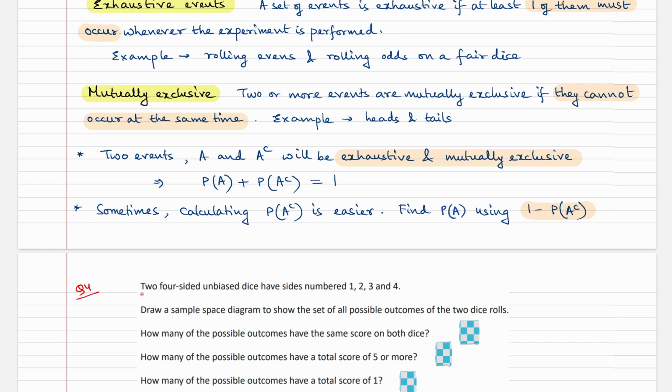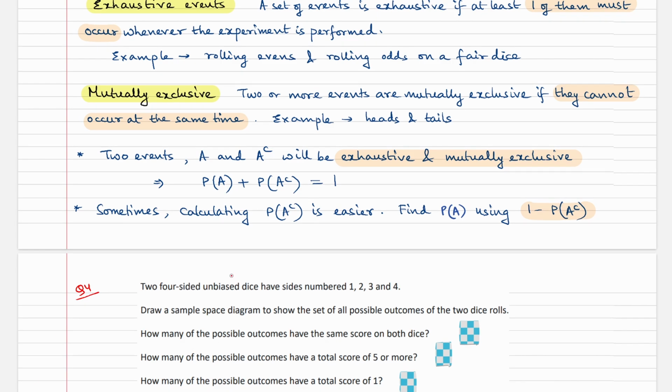So here we are looking into two four-sided dice. Two four-sided dice means you will have to draw a grid of 4 by 4. So the grid elements will be 1,1; 1,2; 1,3; 1,4; 2,1; 2,2; 2,3; 2,4; 3,1; 3,2; 3,3; 3,4; 4,1; 4,2; 4,3 and 4,4. So how many of the possible outcomes have same score on both dice? So it will be 1,1; 2,2; 3,3; 4,4.